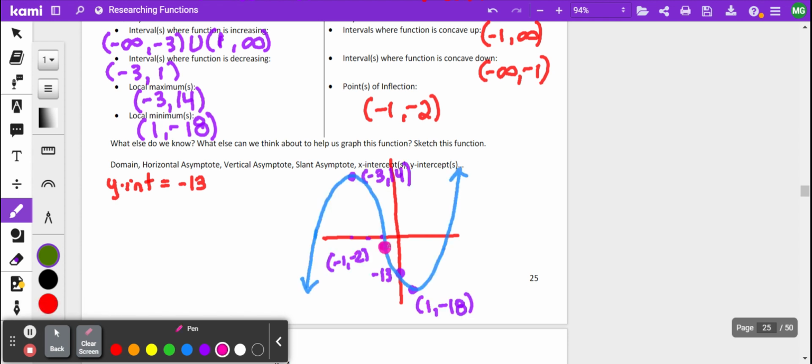Okay, how did you do? We had our local max here at -3, 14. We had our local min here at 1, -18. We had our point of inflection at -1, -2. Notice I made a big giant dot there, in a different color. That's what I'd like for you to do to indicate that that's a point of inflection. And of course, we knew it was concave down up until this pink point, and then it was concave up for the rest of it. And it's just going to continue forever and ever to positive and negative infinity.